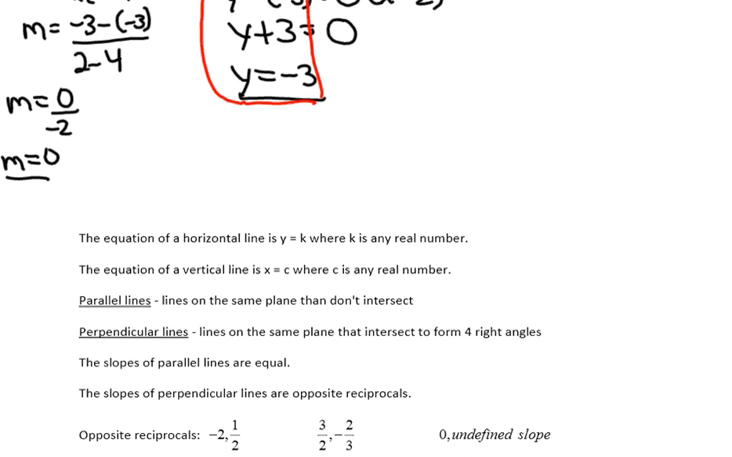Now, what are opposite reciprocals? They are reciprocals of each other, but the signs are opposites. So for instance, negative 2 and 1/2 are opposite reciprocals. 3/2 and negative 2/3 are opposite reciprocals. A 0 slope and an undefined slope are opposite reciprocals because one draws you a horizontal line and one draws you a vertical line.